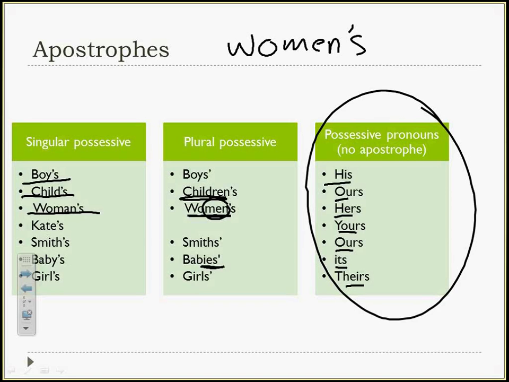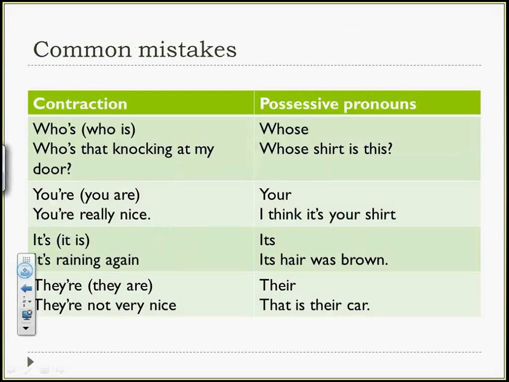This is where most of the things get confusing, because if you think apostrophe means possession, it makes you want to put an apostrophe on those pronouns that are showing possession. But you need to remember that possessive pronouns, not a single one of them ever has an apostrophe with it. So here are some common mistakes that people make.